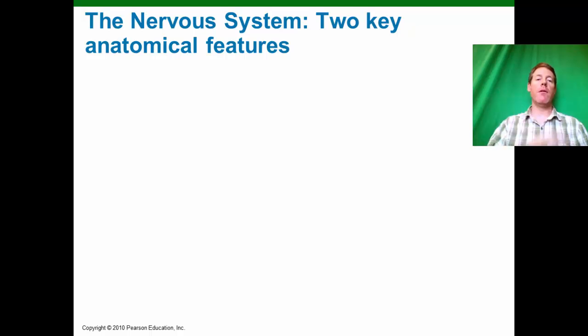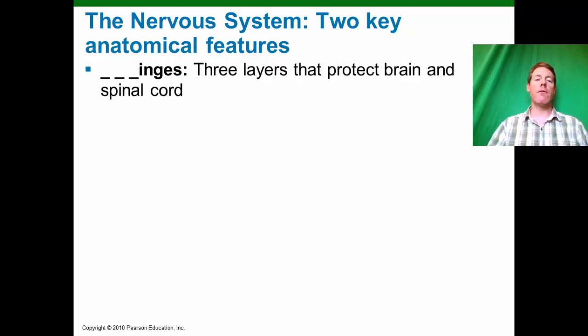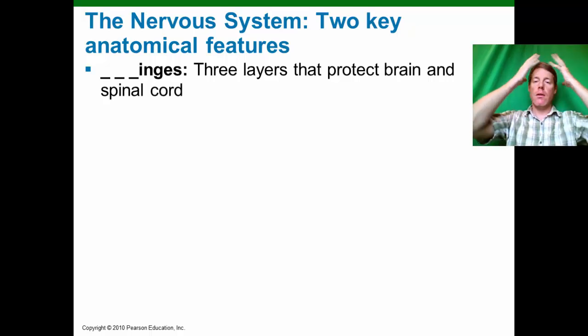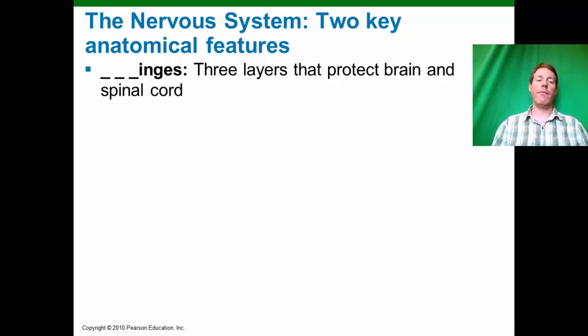Now, delving a little bit further into the anatomy of the nervous system, there are two really key anatomical features that you need to understand. First of all, the meninges. Meninges are three layers that protect the brain and the spinal cord. They cover the brain and spinal cord.